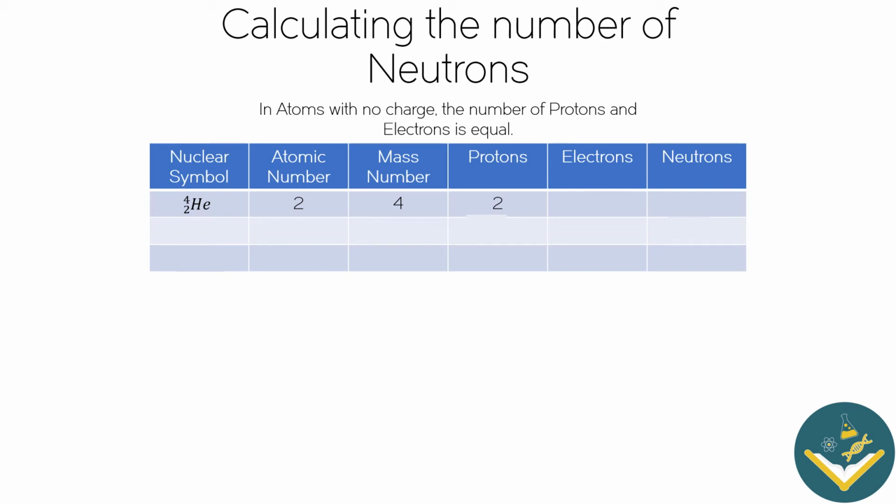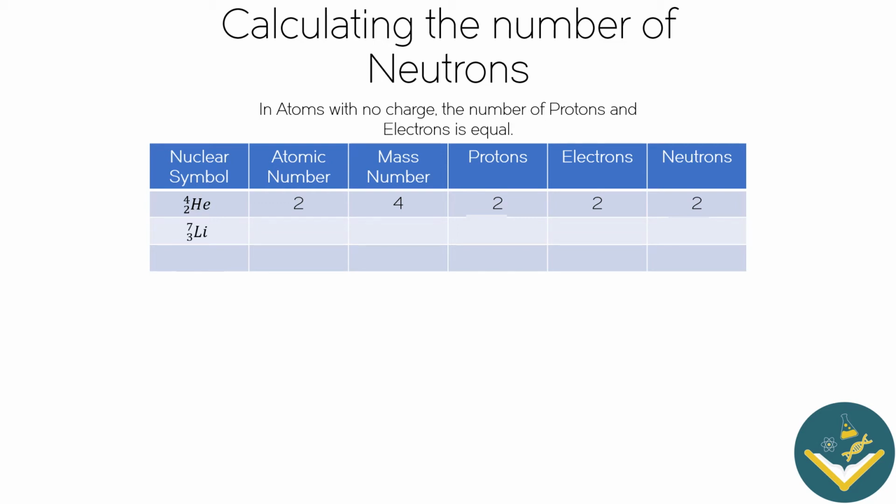And again, from the previous slide, the number of electrons in an atom is always equal to the number of protons, therefore there's also going to be 2 electrons. And in terms of neutrons, to calculate the neutrons, it's the difference between the atomic number and the mass number. With an atomic number of 2 and a mass number of 4, we also know there's going to be 2 neutrons. Helium is a nice one. They're very unlikely to give you that in an exam, however.